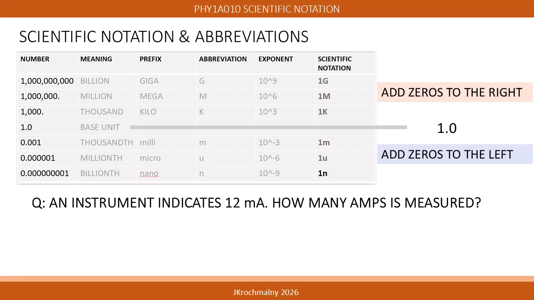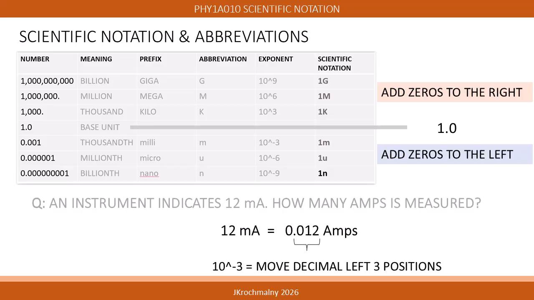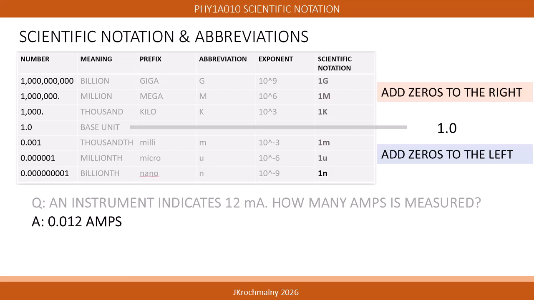An instrument indicates 12 mA. How many amps is measured? The small m represents milli and a thousandth of something. Scientific notation is 10 to the negative third. Rewriting 12 with 12.0, we install 3 zeros to the left of the decimal point and move this decimal point 3 places to the left. The scientific notation of 12 mA then becomes 0.012 amps.